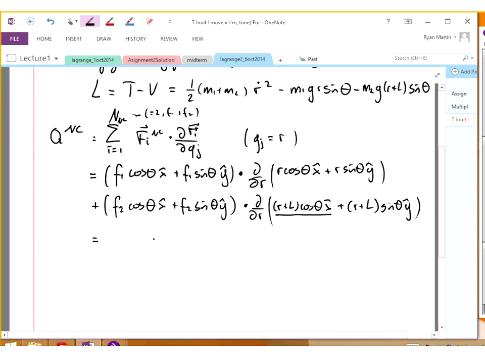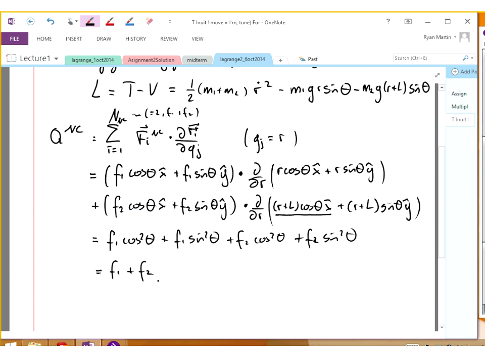And then I do the dot product, I get F1 cos squared theta, so that's F1 cos theta times cos theta x hat, so that's the x hat component, plus the y component, which is F1 sine squared theta, plus F2 cos squared theta, plus F2 sine squared theta. And of course, I can just use cos squared theta plus sine squared theta equals 1. And the sum of the generalized forces is F1 plus F2.